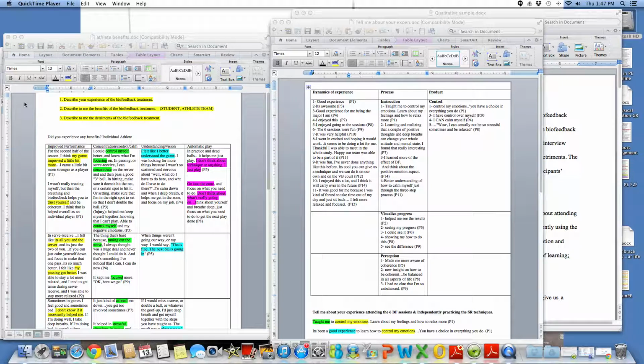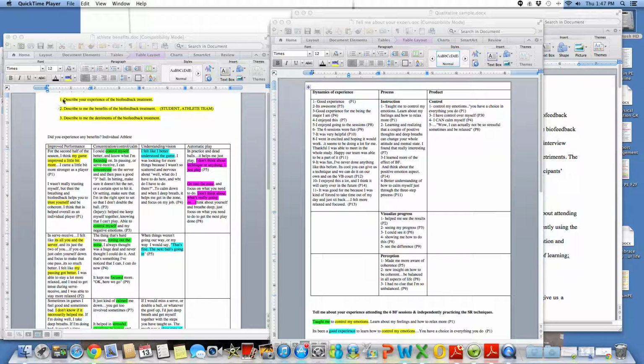In this tutorial, I'm going to show you how to organize your qualitative data and write your Chapter 4. So in this example, there were 3 interview questions that were posed to 13 participants. And the questions are listed here on the top of this page just for your reference.